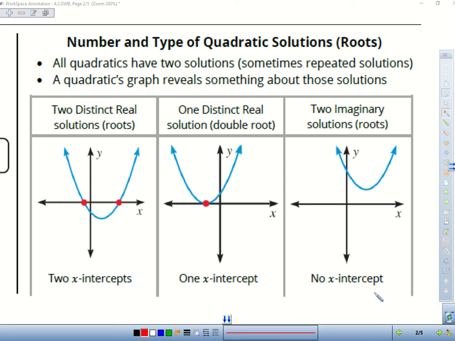And then the last type is when we have two imaginary solutions, which means we have no real roots, and that's when we don't cross the x-axis at all. Now be very careful with this one, because the way that this is positioned, you can see that it will never cross the x-axis. Obviously, there are some cases where you may graph it and it will eventually cross the x-axis, but as you can see here, this one will never, okay?